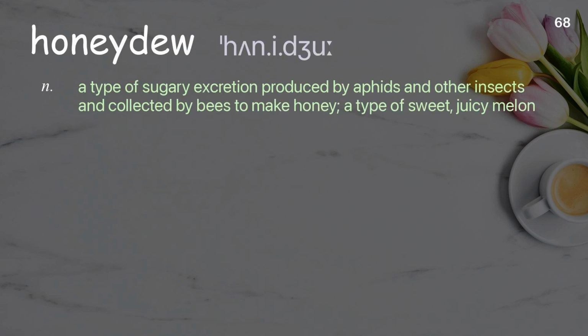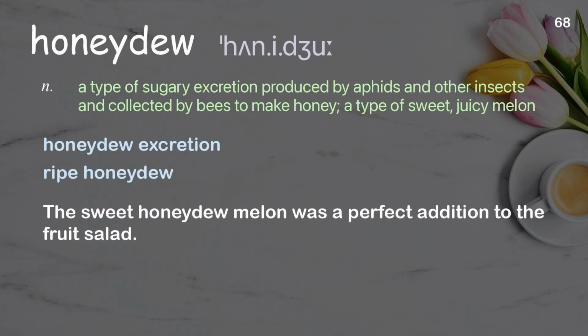Honeydew. A type of sugary excretion produced by aphids and other insects and collected by bees to make honey, a type of sweet, juicy melon. Examples: Honeydew excretion. Ripe honeydew. The sweet honeydew melon was a perfect addition to the fruit salad.